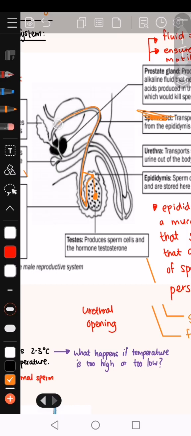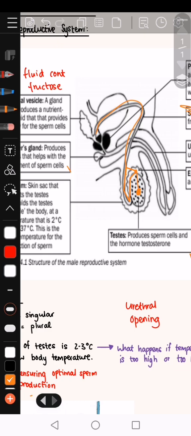Alright, and it will reach this point here. Ooh, it's making straight lines. Yay. It will reach that point there where you have the seminal vesicle, and obviously here with the seminal vesicle it's going to get some energy, right? And then it travels a little bit longer and it's going to meet the prostate gland, and the prostate gland is going to provide it alkaline fluid.